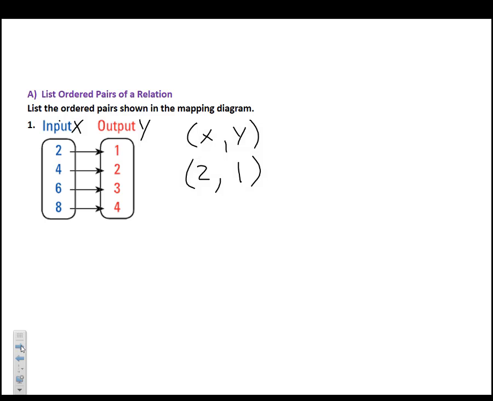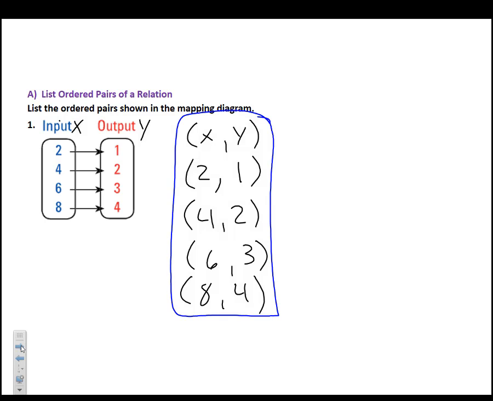I'm sure this is pretty straightforward stuff. The next ordered pair is 4 and 2. The next one is 6 and 3. And the last one is 8 and 4. And of course, I know we're not doing it right here, but you would be expected to be able to say, hey, here's my X and Y ordered pairs. I then need to create a mapping diagram from that. Okay?